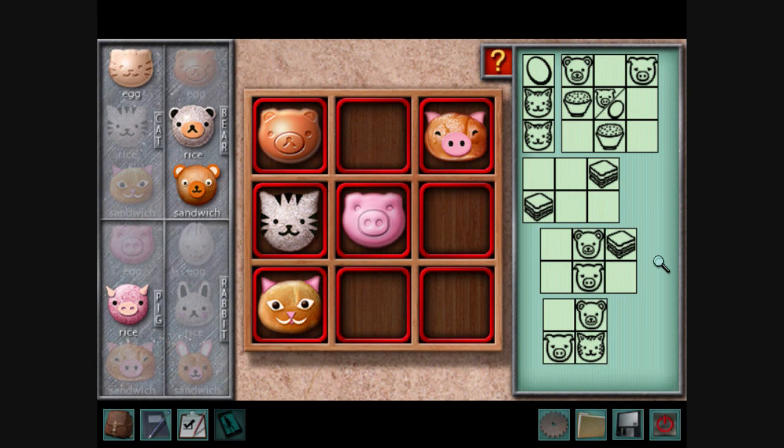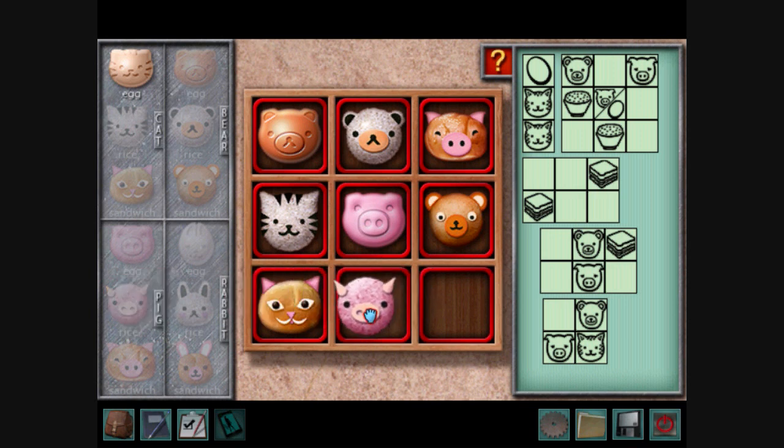So let's see. We know this is going to be a bear, but we don't know which one. We know this is going to be rice, but we don't know which one. And we know this is going to be a sandwich, and there's only one sandwich left. So it must be this one. And as I said, this piece has to be bear, so it's this bear, because that's the only bear left. And this piece has to be rice, and there's only one rice left, so it's pig rice. And here we go with the cat egg. All right, another order down.